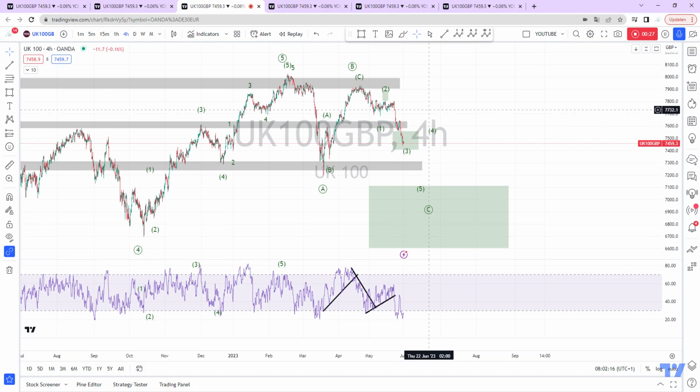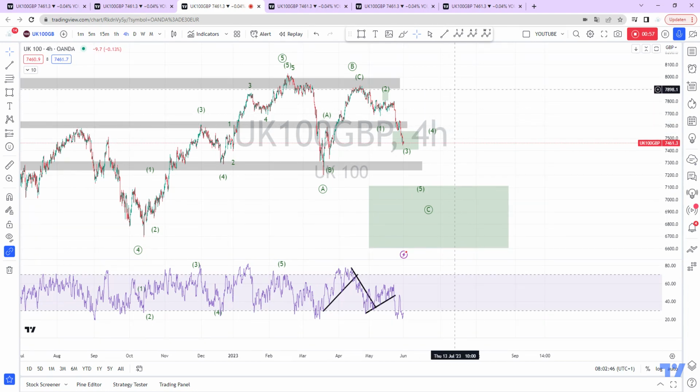For now, let's have a look at the lower time frame of the FTSE futures. I'm also analyzing the higher time frame. I do this in my weekend videos. So if you are interested in the higher time frame, the weekly, the daily, please have a look at my weekend video.